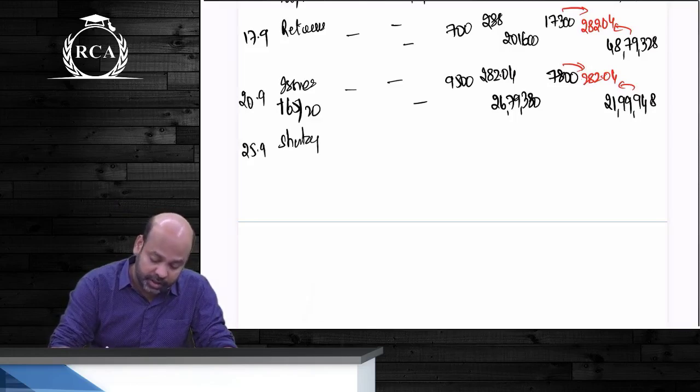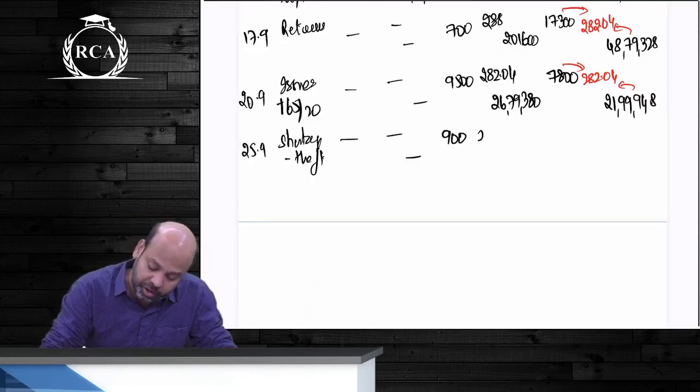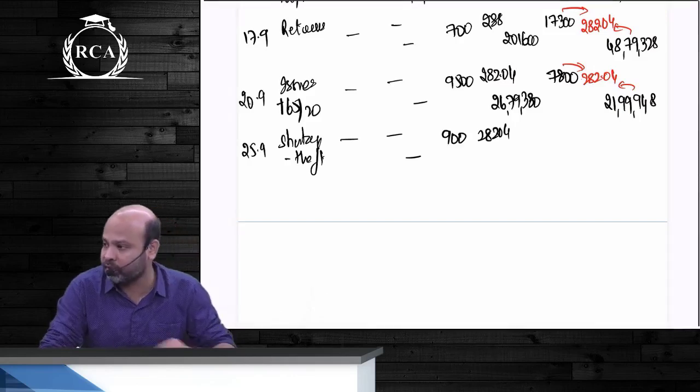There's a shortage, theft of material. How many units guys? 900 units. This shortage will be recorded at 282.04.